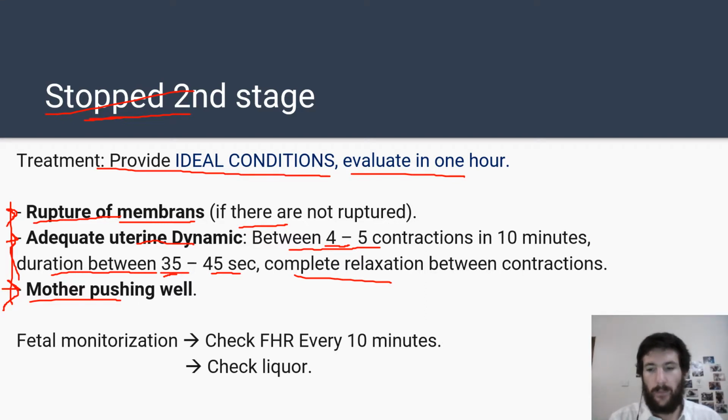And after 1 hour, we're going to know if this stopped second stage was because of a CPD, cephalopelvic disproportion, or because of another thing. Of course, this part of fetal monitoring is very important, because a baby that has a long second stage is a baby that may be suffering inside, because of a placental insufficiency, because of cord around the neck, or anything can happen during this process. So we need to check the fetal heart rate every minute, or check the liquid, if there is meconium or not, all the time, because if one of those things happens, we need to take further action before, and not wait the complete hour.